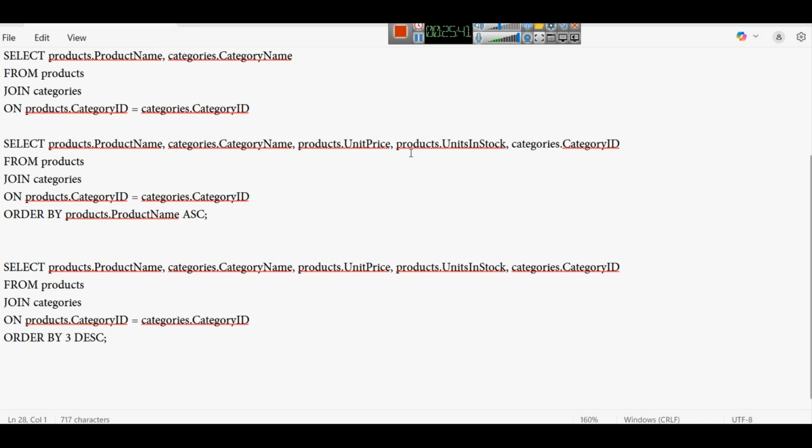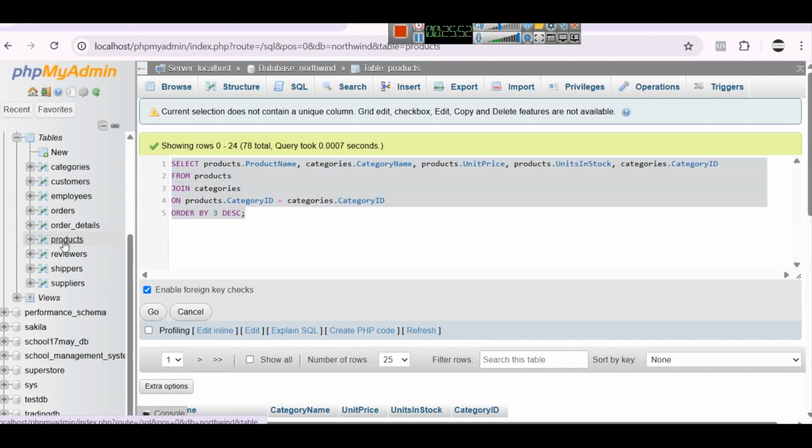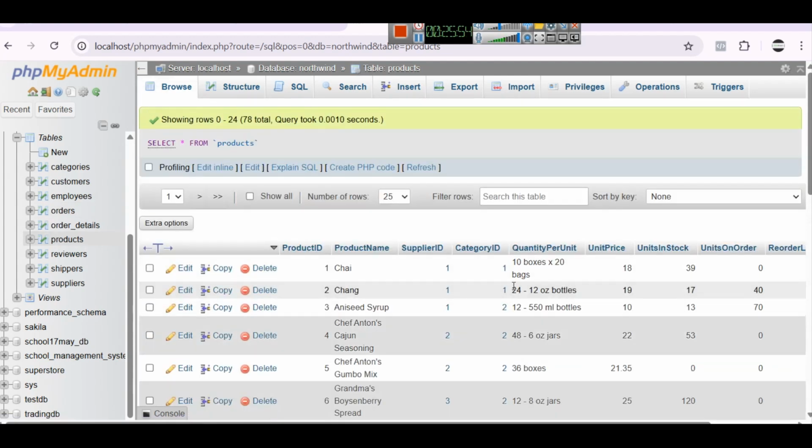So this is a simple way of selecting from two tables. Now a very simple question. If I ask you in the same table to give supplier name and product name, what will you do?